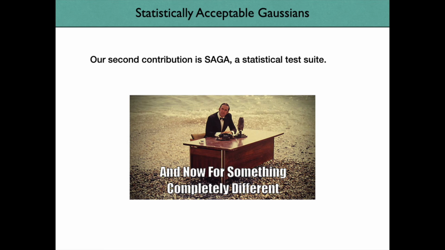So as Mélissa said in the introduction, our second contribution is a statistical test suite for the univariate and multivariate distributions found across many schemes within lattice-based cryptography. We call this SAGA, that is statistically acceptable Gaussians.